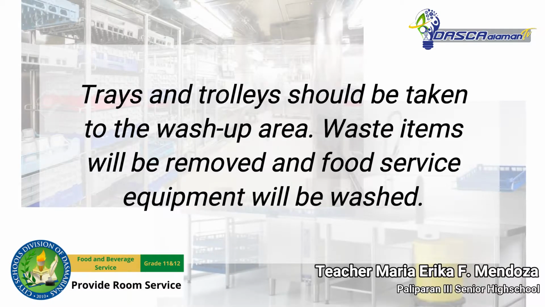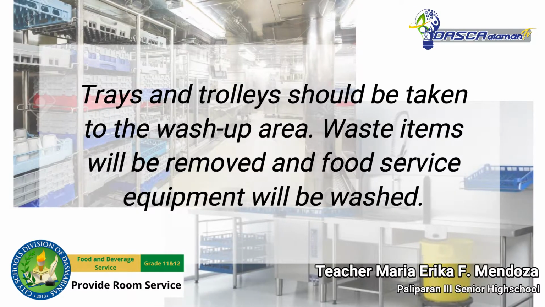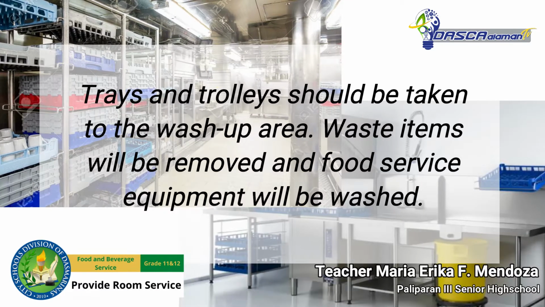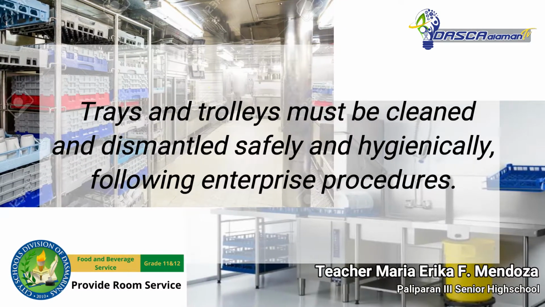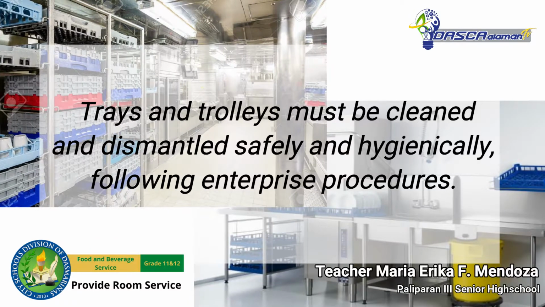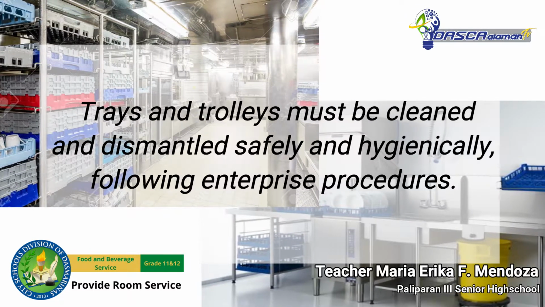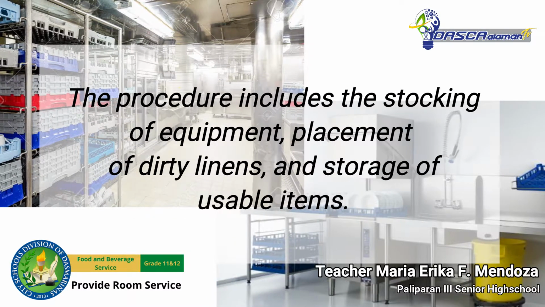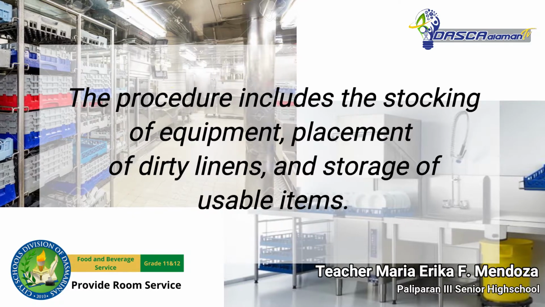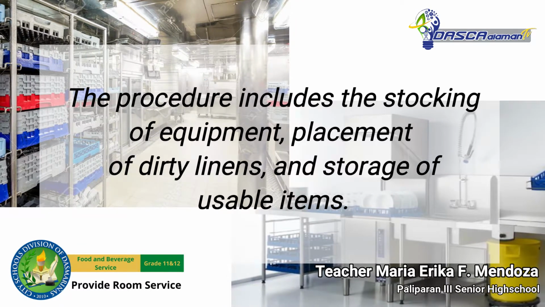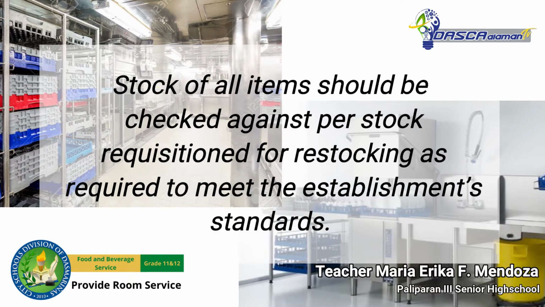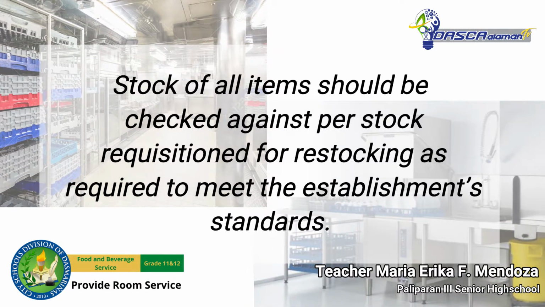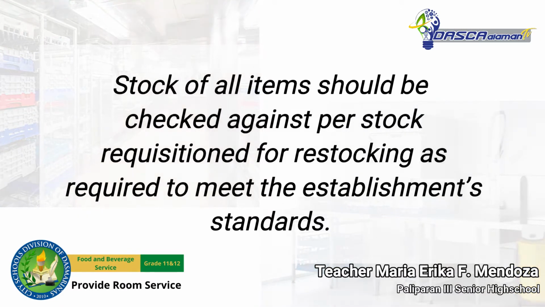Trays and trolleys should be taken to the wash-up area. Waste items will be removed and food service equipment will be washed. Trays and trolleys must be cleaned and dismantled safely and hygienically following enterprise procedures. The procedure includes the stocking of equipment, placement of dirty linens, and storage of usable items. Stock of all items should be checked against par stock requisitioned for restocking as required to meet the establishment's standards.